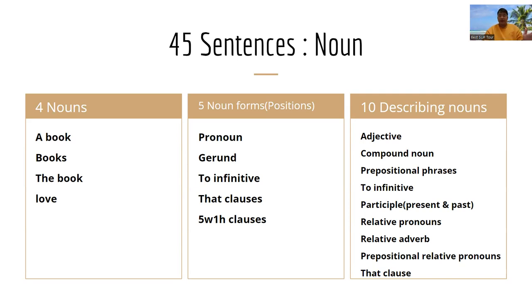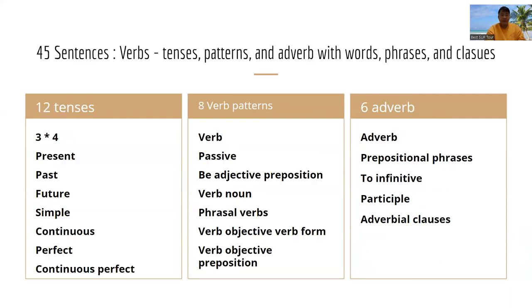The ten patterns for describing nouns are: adjective, compound noun, prepositional phrase, to-infinitive, present participle, past participle, relative pronoun, relative adverb, prepositional relative pronoun, and that clause. It seems like grammar, but if you understand how to make these ten patterns that describe nouns, then you can make fluent sentences with expressions in English. So those are the three categories here, and the next three categories are tenses.